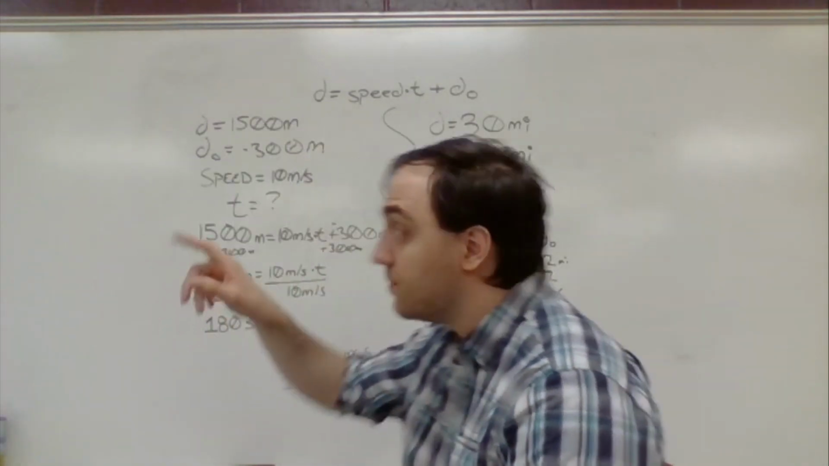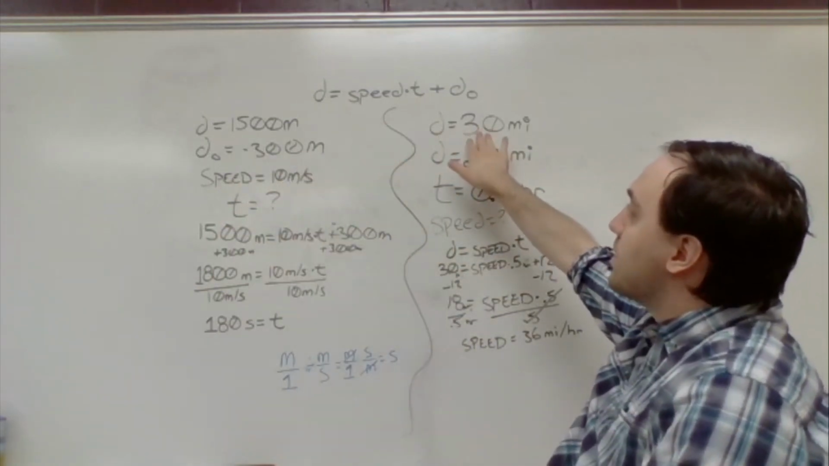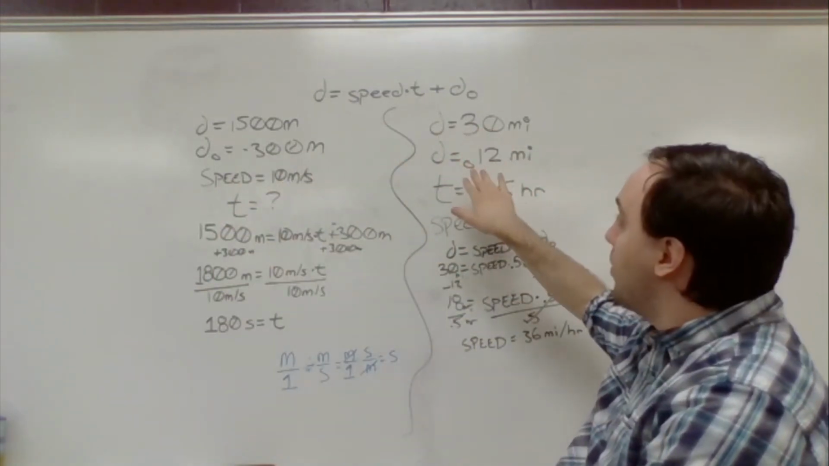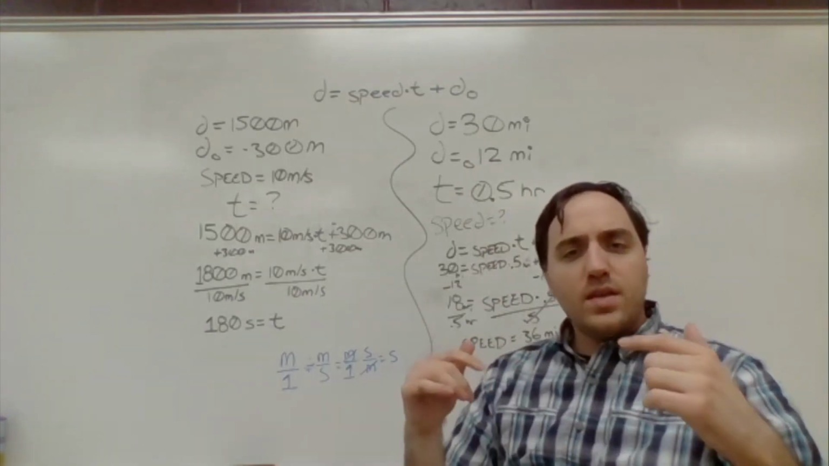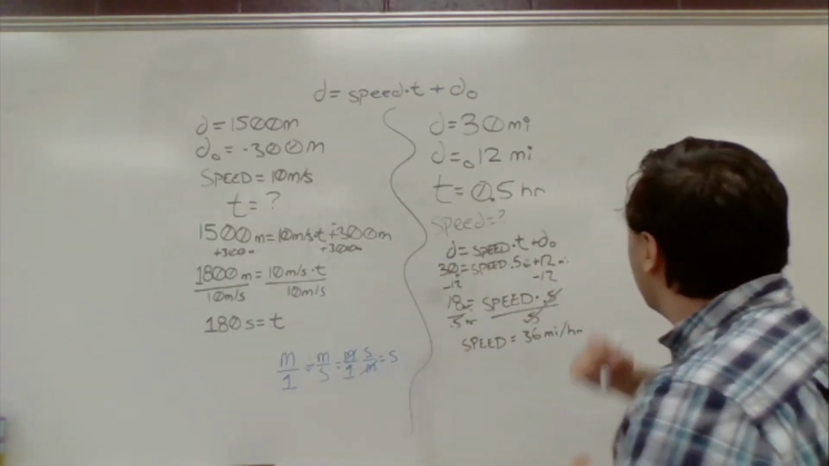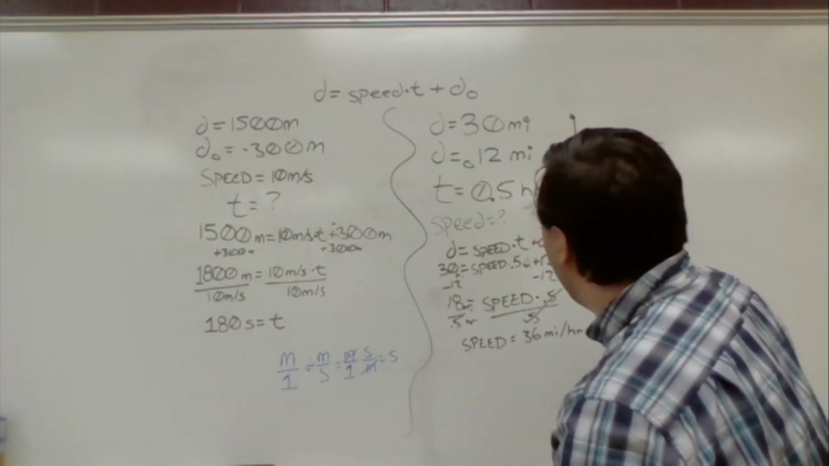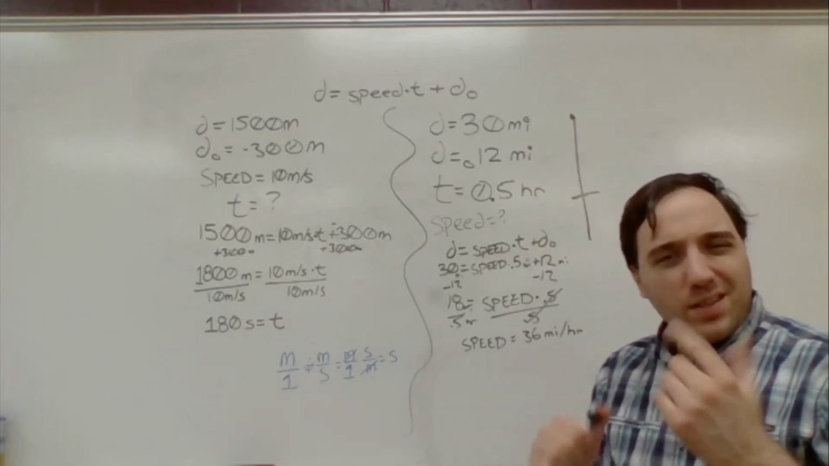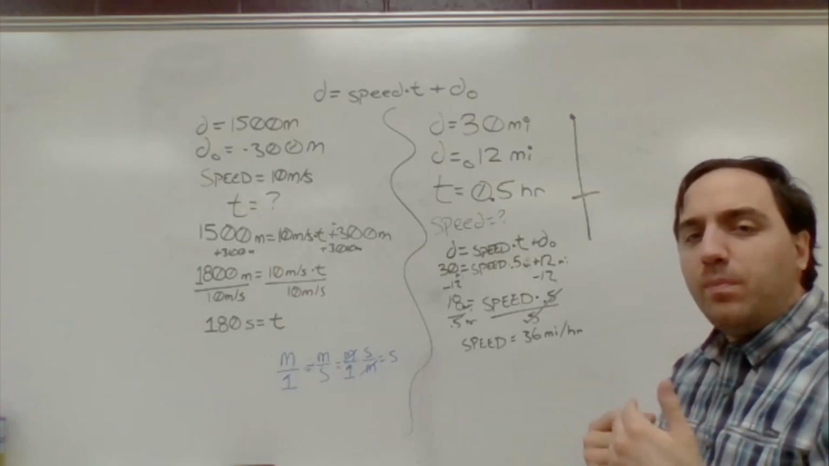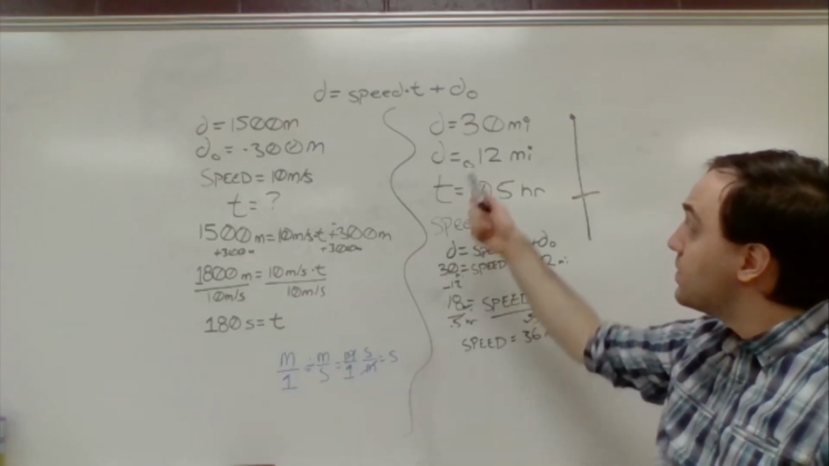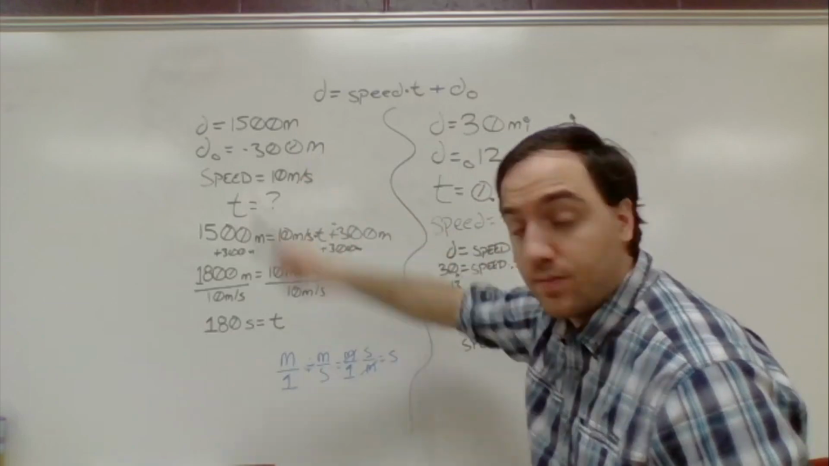On the other end, work is 30 miles away from my house, but I'm already 12 miles closer. In this case, I'm already part of the way there. I'm already part of the distance I need to go. This is why this one's positive, whereas this one was negative.